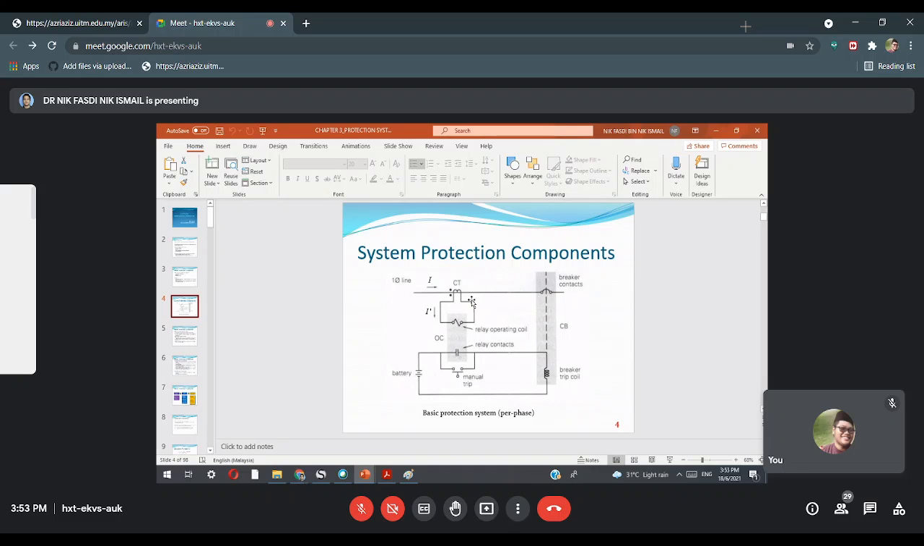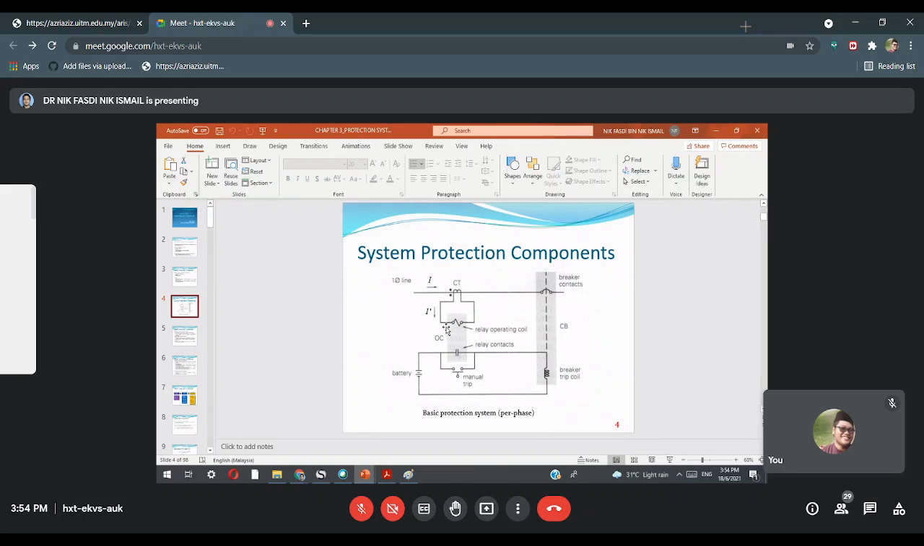So we have current transformer together with overcurrent relay. So current transformer ni again dia sense the fault current. Dia akan step down kepada secondary current, which is value lagi rendah lah. Kalau contoh kat sini mungkin 100 ampere, fault current tinggi 1000 ampere, dia akan step down kepada 10 ampere contohnya untuk operation of overcurrent relay.